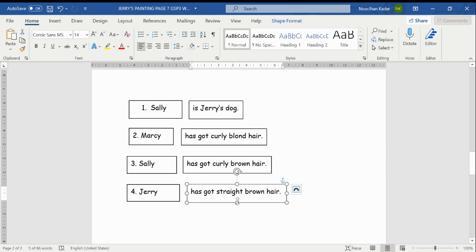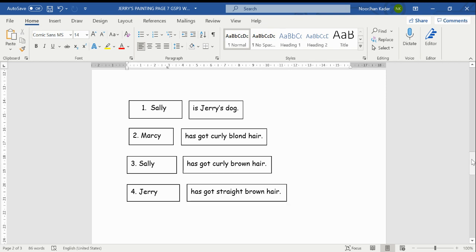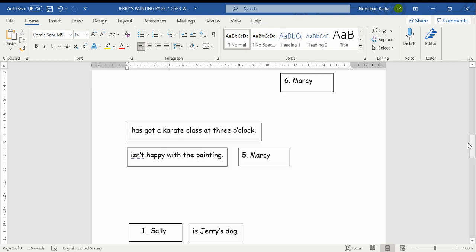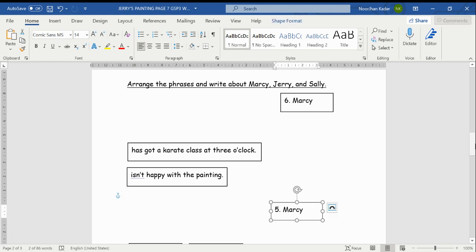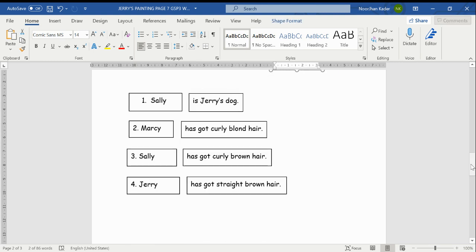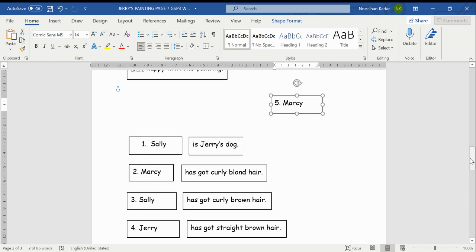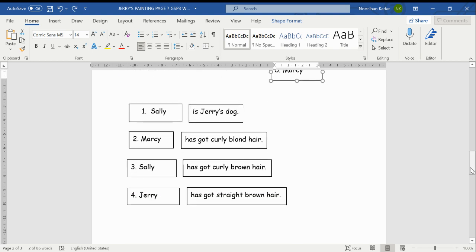Let's make it a bit narrower. Now let's look, what number is now? Number 5. We have got number 5. We are almost done. Let's bring box number 5.